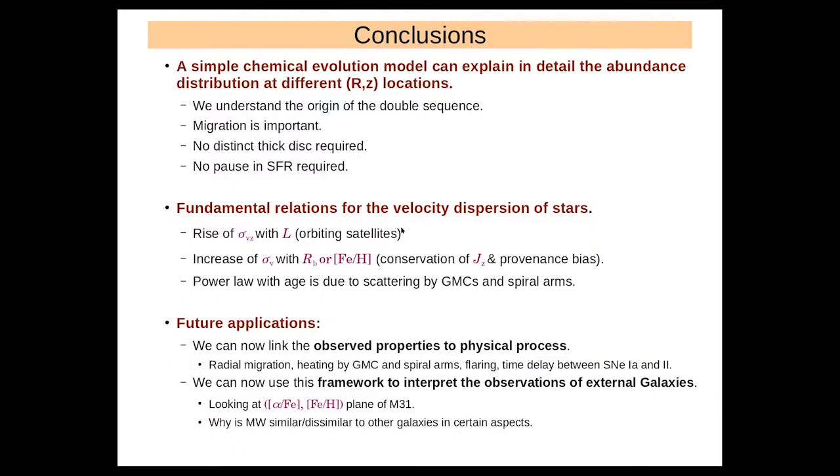And that brings me to my conclusions. So what I've shown is that there is a simple chemical evolution model that can explain the abundance maps at different R and Z locations. I've talked about fundamental relations for velocity dispersion of stars. And for future applications, I think the power of this is that we can now link observed properties to physical processes. So this provides a framework to interpret observations of external galaxies.